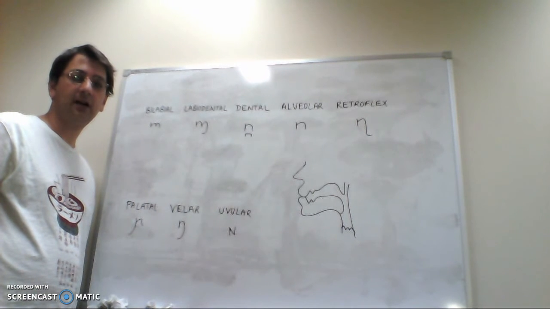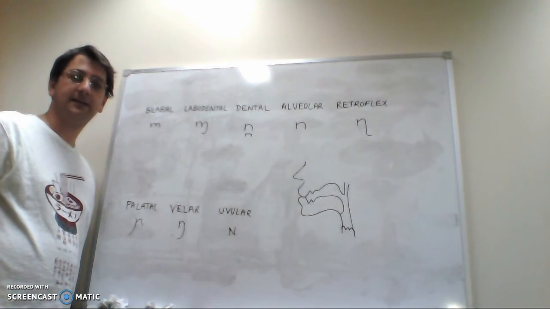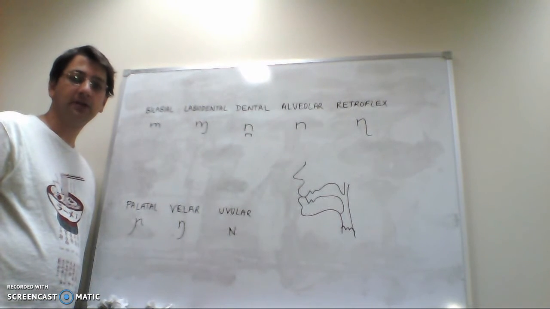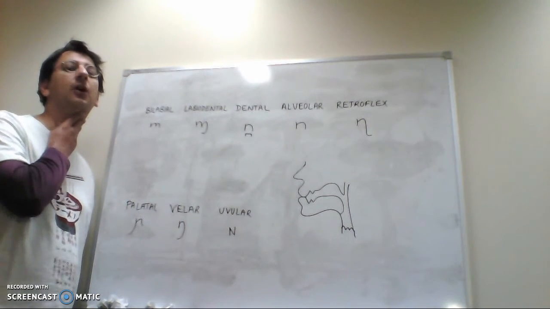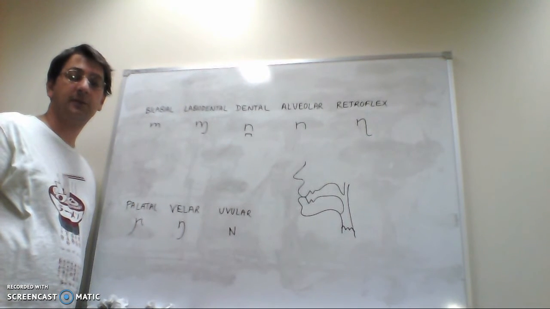So nasals are voiced sounds. They are produced with vocal fold vibration. So for example, if I say an M, and I touch my throat here, I can feel the vibration produced by the phonation, the vibration of the vocal folds.